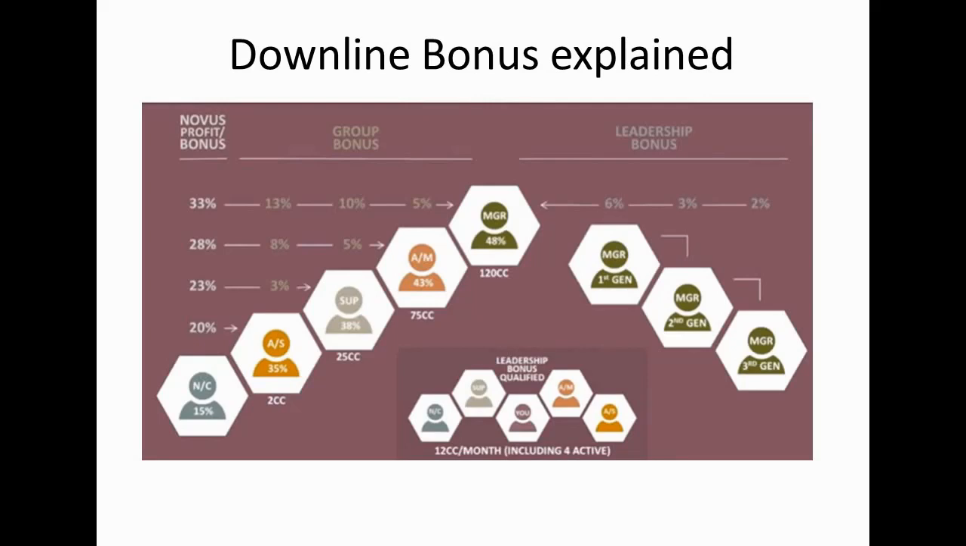Then you've got where we are with the business. These are all the business people that you need to concern yourself with right now. You've got the assistant supervisor, supervisor, assistant manager, and manager.